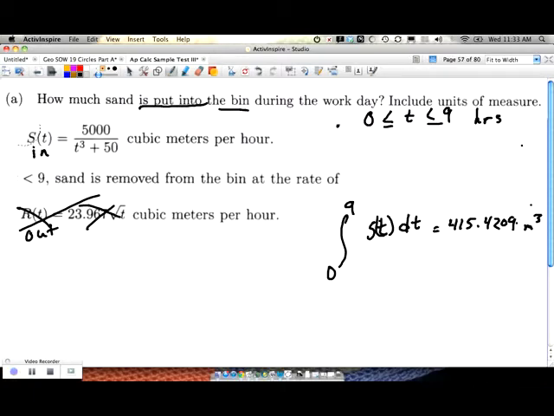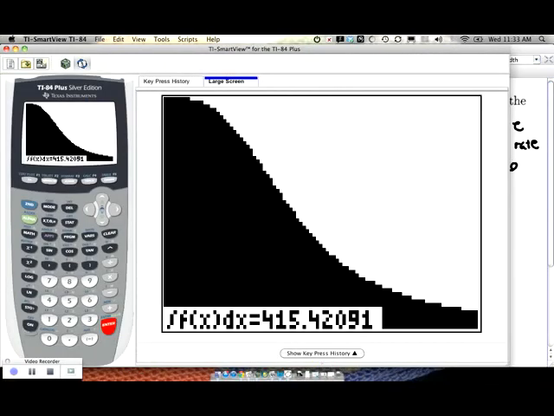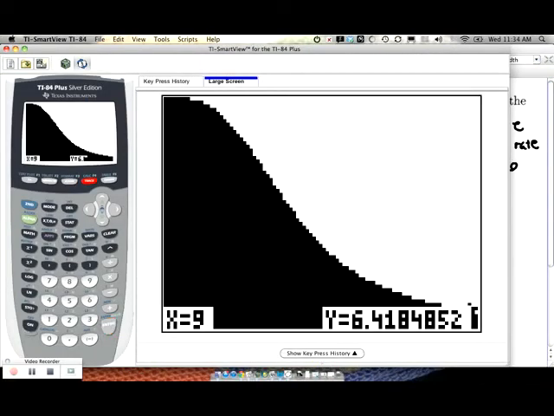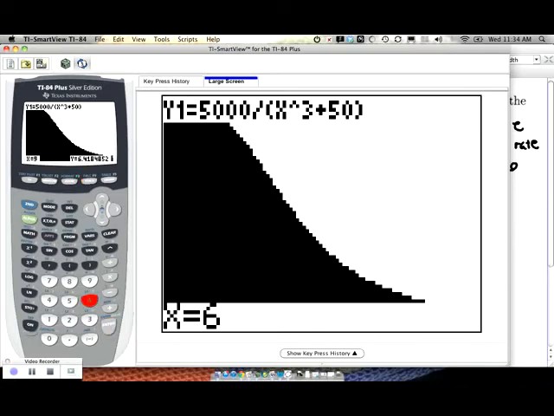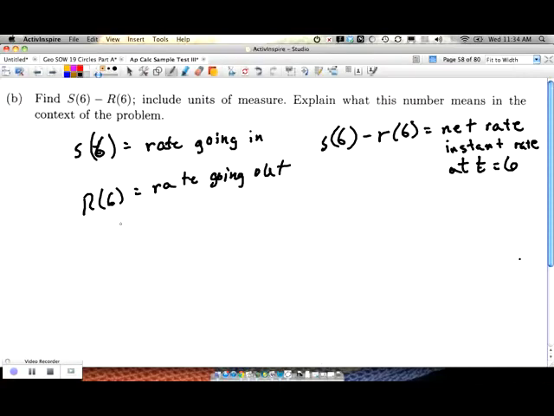Excuse me. So what I'm going to do then is evaluate this at 6. I want to trace the graph, but for my x value, I'm going to type in 6. Let's see what I get. Y equals 18.7969. So S of 6 equals 18.7969 meters cubed per hour.